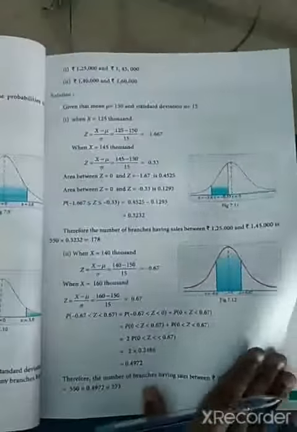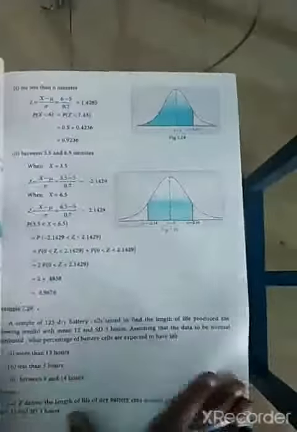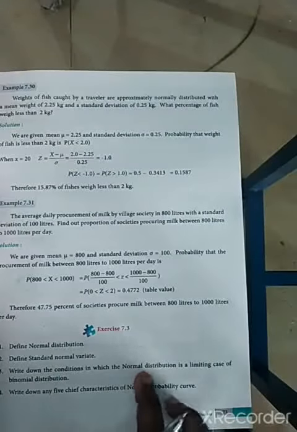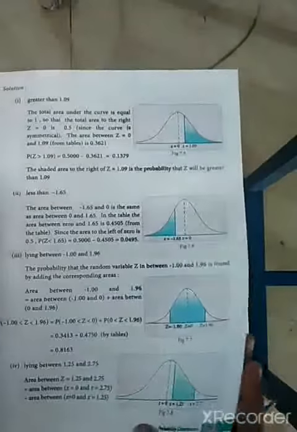I will explain the examples. First, define normal distribution. You can go to page number 62 and take this definition. Then define standard normal variate. These points you have to define. Then write down the conditions in which the normal distribution is a limiting case of the binomial distribution. These two are the conditions.